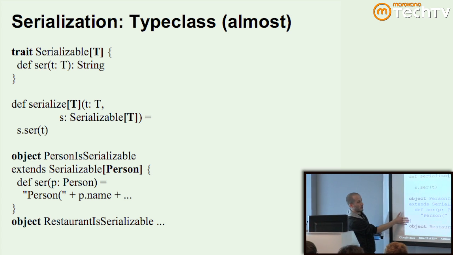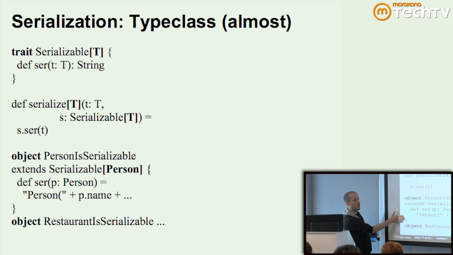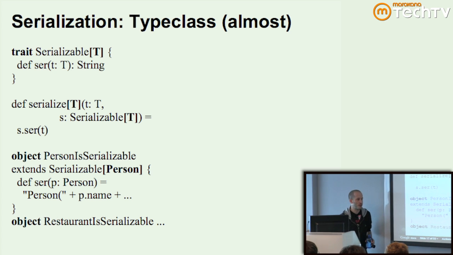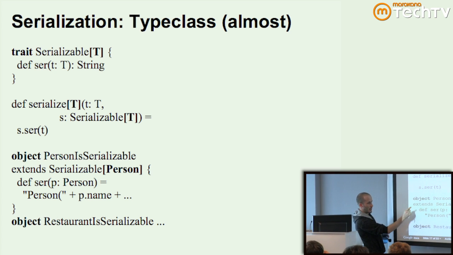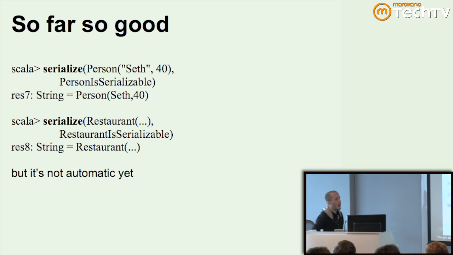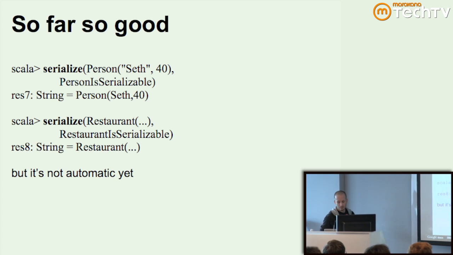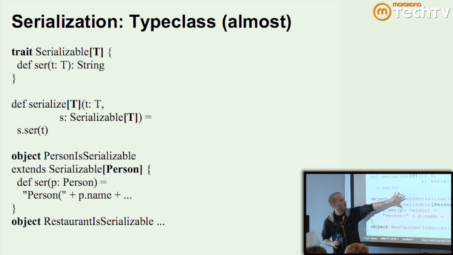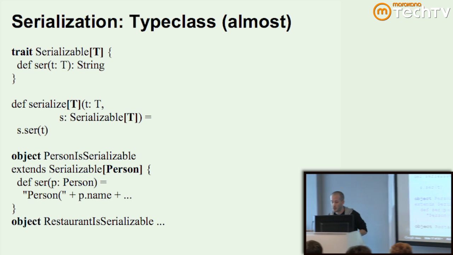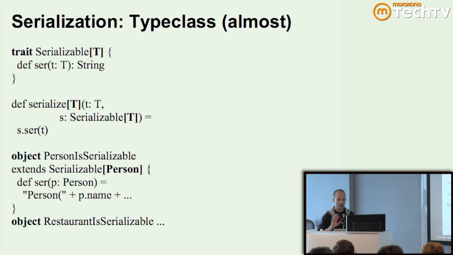So now, for example, here is how we represent the knowledge of how to serialize a person in this form, which resembles what the standard toString method does. I put this in an object that extends the trait. I specify the type parameter, and I'm done. I can do the same thing with a restaurant. And now I can call this, but I have to supply this additional parameter to the serialize method that has the knowledge of how to serialize the particular class. So this is not so nice. We would prefer to have that be automatic.